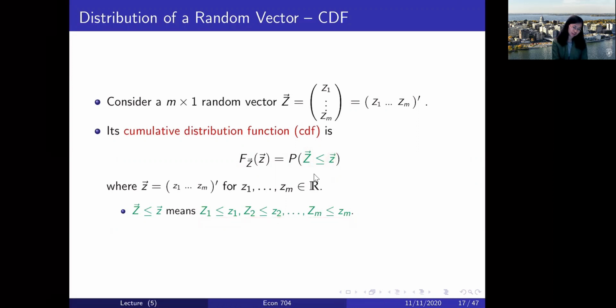Right, so the capital Z vector being less than or equal to the lowercase z vector means this inequality holds for each element. Means capital Z1 is less than or equal to little z1, capital Z2 is less than or equal to little z2, capital Zm is less than or equal to little zm. Okay, so that is the definition of the cumulative distribution function of a random vector.